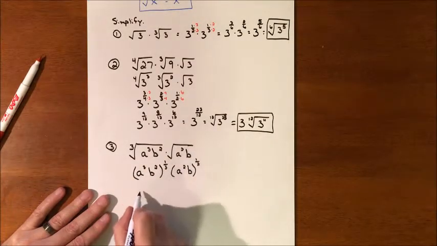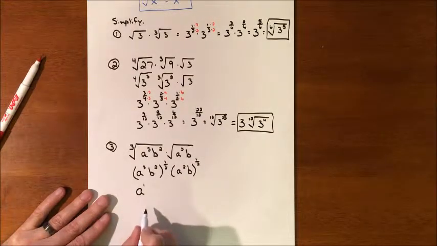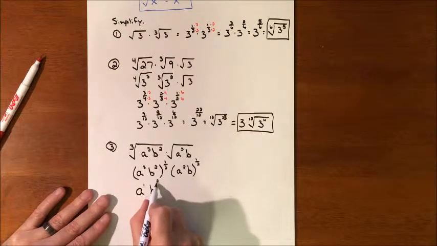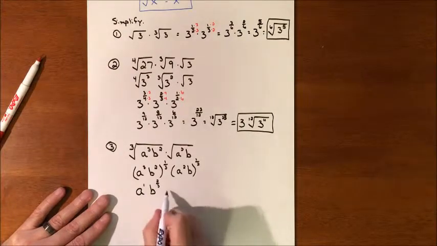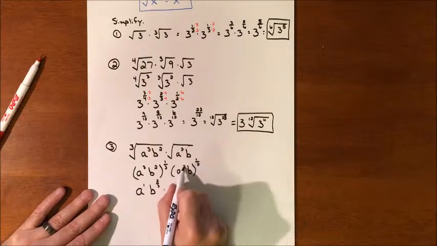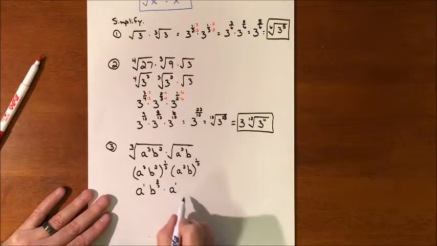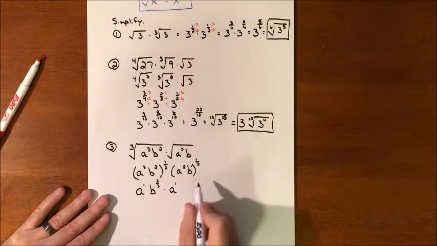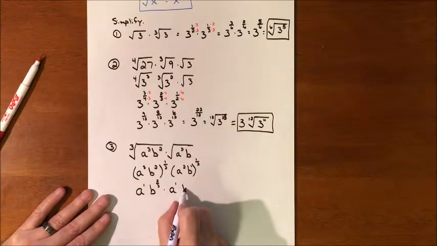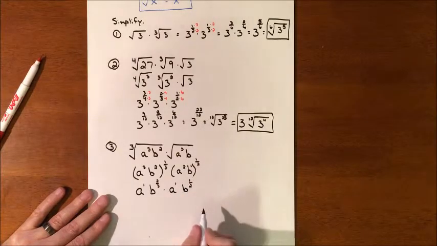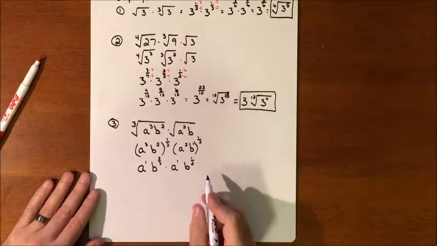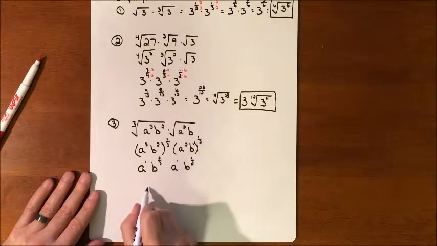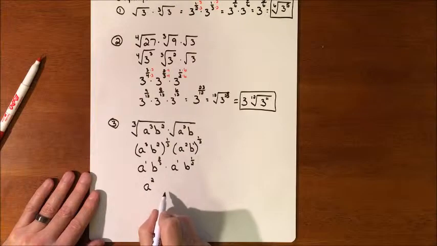So 1/3 of 3 is actually going to get us a to the first, and then 2 times 1/3 is 2/3, and then times half of 2 is 1 again, and then b, and this has a power of 1 currently, so 1 times 1/2 is b to the 1/2. So we have like terms that can go together. The a's can go together, the b's can go together. So a times a is going to be a squared.